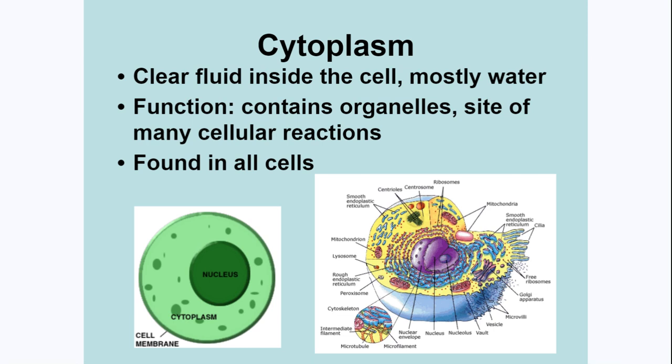Type of cell, all cells. Prokaryotes and eukaryotes. You have to have cytoplasm in order to be a cell. And then just unique characteristics, it's just kind of like a jelly goo. So pause this if you need to.